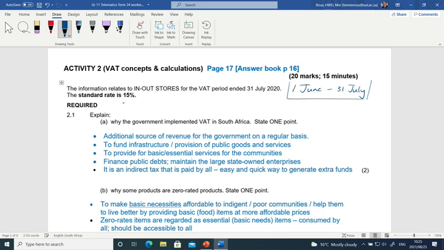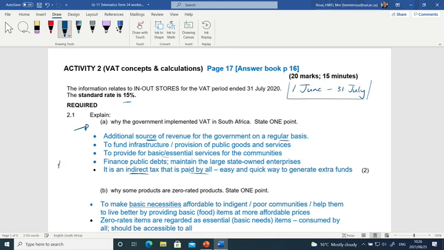The standard rate, 15%. Theory question. Explain why the government implemented VAT in South Africa. That will be an additional source of revenue for the government on a regular basis, not only at the end of the process when that final product is sold to the final user. To fund infrastructure, provision of public goods and services, to provide basic or essential services. And then this is indirect tax. It means it's paid by all. And it's an easy and a quick way to generate extra funds.